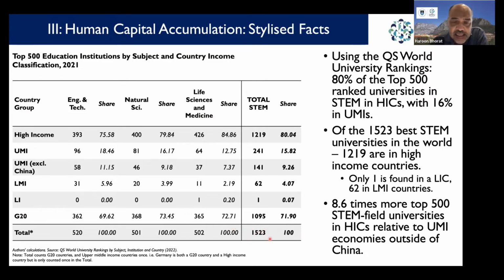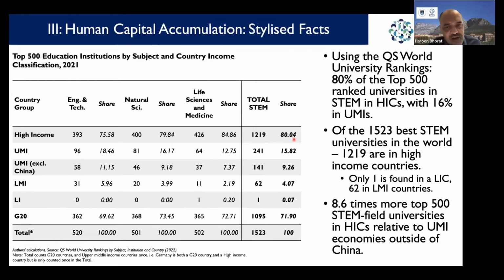They are in the world 1,523, right, institutions in the STEM fields that are ranked in the top 500. 1,200 of those, right, are actually in high-income countries. Just think about that. 80% of the top 500 ranked universities, right, in the world reside in high-income countries.